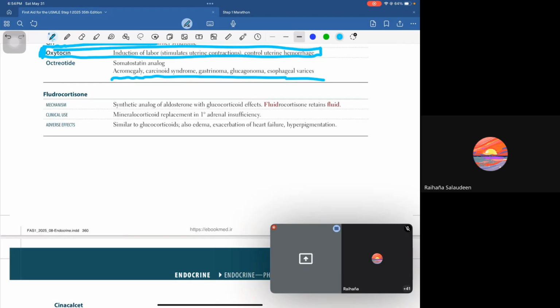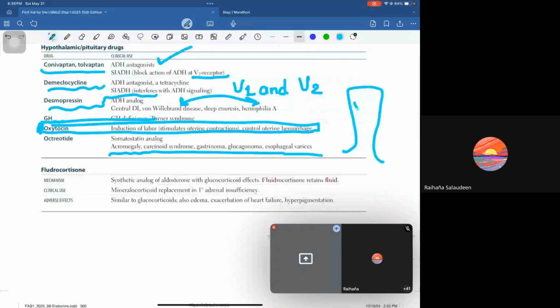But for now, just remember that oxytocin causes induction of labor. It's going to cause the uterus to contract. We are going to go into the detail of how it causes the uterus to contract and why it is important here, right? And when the uterus contracts, the vessels inside contract as well. So if this is the uterus, the vessels present inside the uterus are going to contract, and if there is any hemorrhage in the uterus, that is going to get controlled.